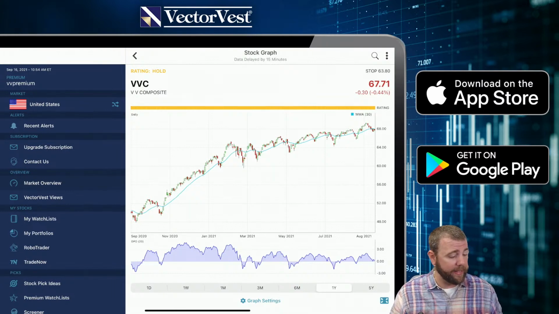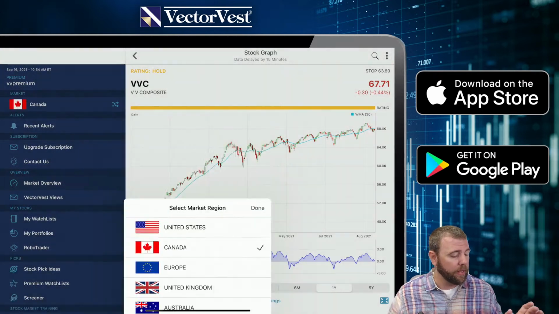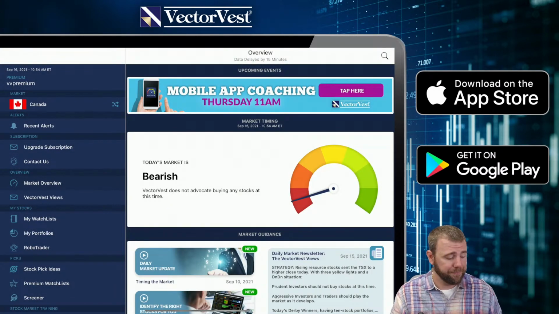All right, so that is the U.S. market in review. As always with VectorVest, or with the stock advisory, you can come up here in the upper left-hand corner and choose the market. Let's take a look at the Canadian market here. So right now for the Canadian market, we are 3 ticks into the red. The market is bearish, and VectorVest does not advocate buying any stocks at this time.